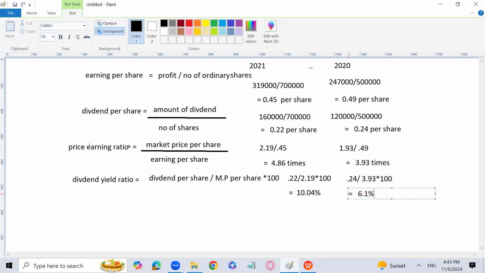It shows that the market price per share has increased, but the dividend has not increased to that extent, so the dividend yield ratio has increased. Let me check it actually. Divided by 2.19, multiplied by 100. Yes, okay, you are right. 6.1% and 10.04%. So we calculated that. Earlier it was the first ratio.